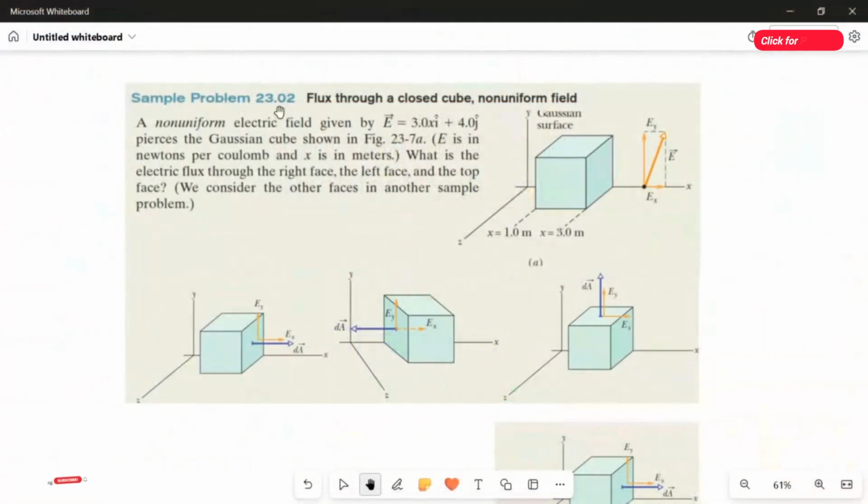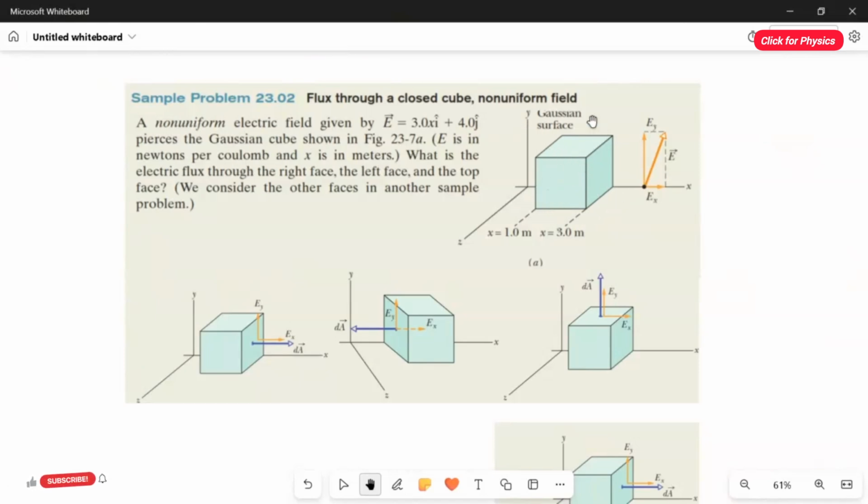Sample problem 23.02. A non-uniform electric field is given by E vector equal to 3x i cap plus 4j cap, and it pierces the Gaussian cube as shown in the figure, where E is in newton per coulomb and x is in meters. What is the electric flux through the right face, left face and the top face of the Gaussian cube? So here in this diagram, its respective figure is given.